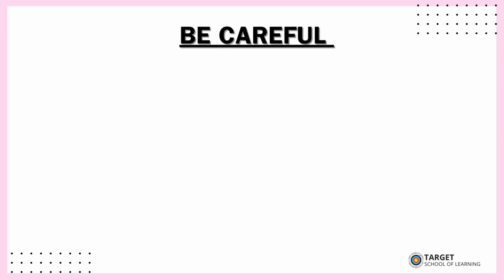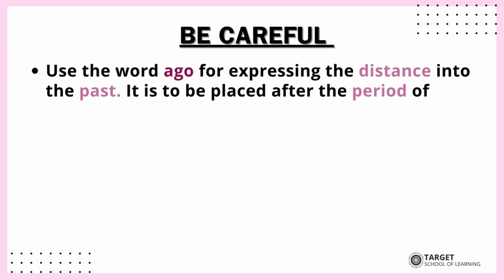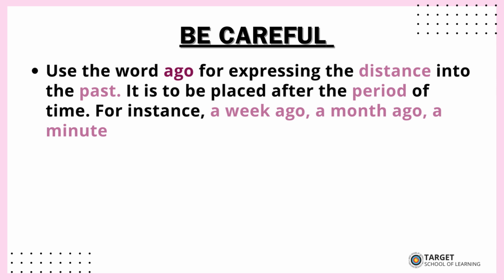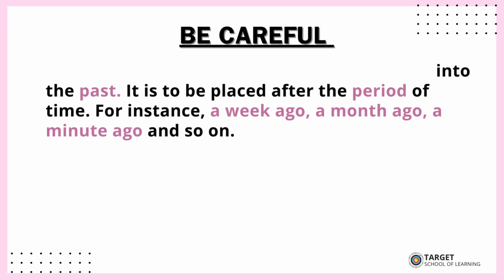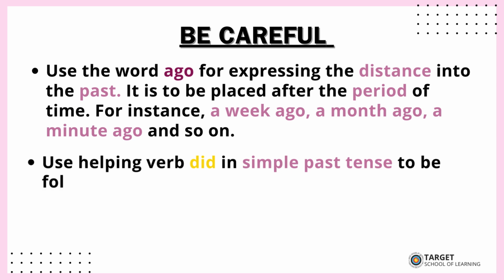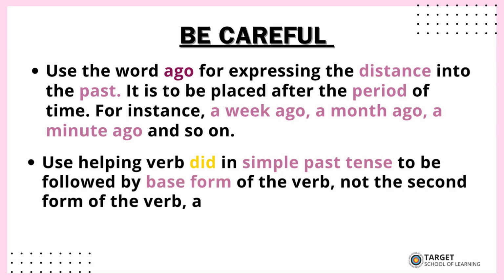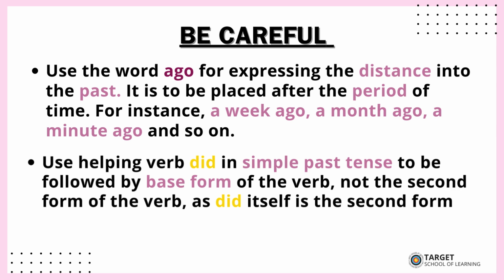Be careful. Use the word ago for expressing the distance into the past. It is to be placed after the period of time. For instance, a week ago, a month ago, a minute ago, and so on. Use helping verb did in simple past tense to be followed by base form of the verb, not the second form of the verb, as did itself is the second form of the verb do.